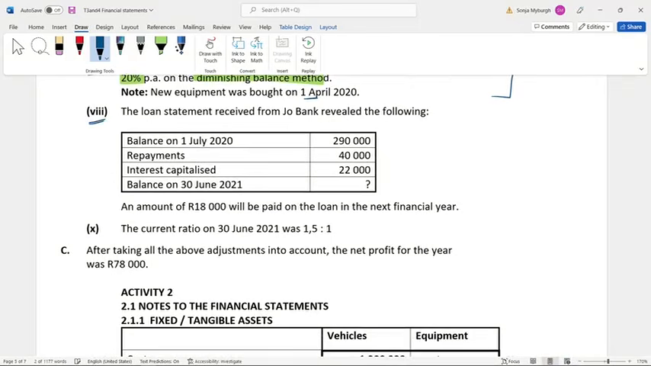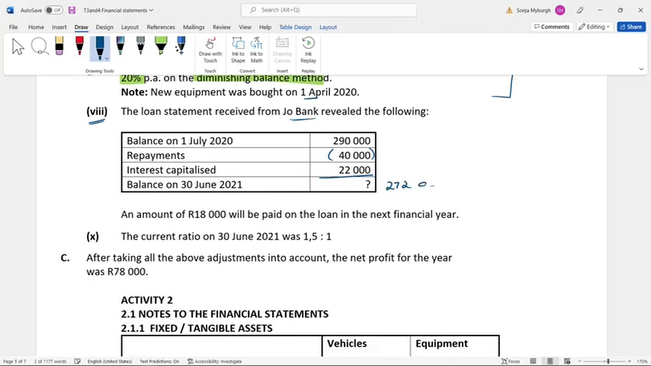Adjustment number 8. The loan statement received from Joe Bank revealed the following: balance at the beginning minus the payments plus the interest will give you the balance at the end. So there is my balance on my loan at the end of the year.